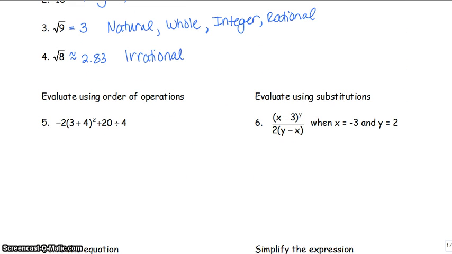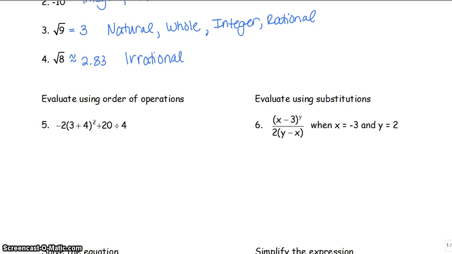Moving on, our order of operations. Just remember your PEMDAS. It's parentheses, exponents, and then multiplication and division left to right, and then addition, subtraction left to right. So when we look at our first example, parentheses. We have parentheses here, so the first thing that we're going to do is add 3 plus 4 to get 7.